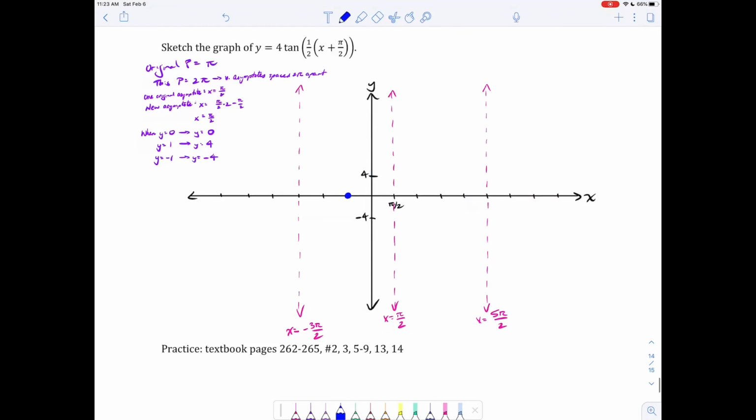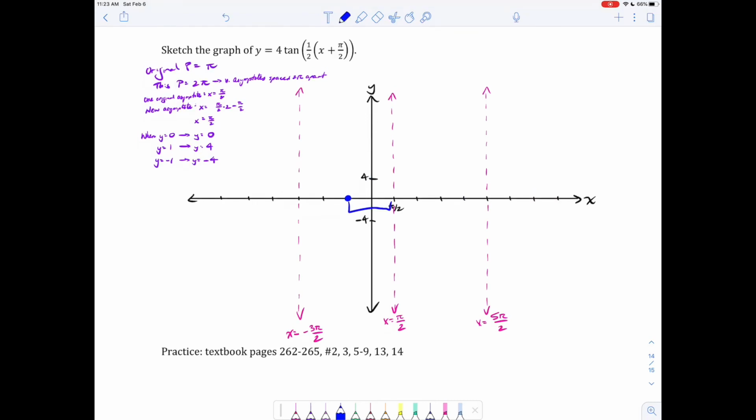Where does that next point occur? Well, that's halfway between that mid value and that asymptote. So in this case, it happens when x is equal to 0, but not this y value. The y value will be 4. So I've got that point here. And on the other side, the -4.